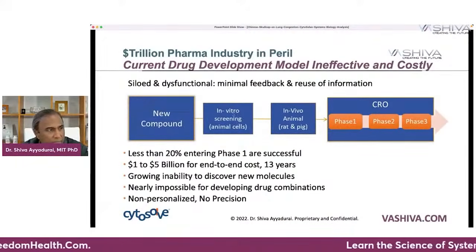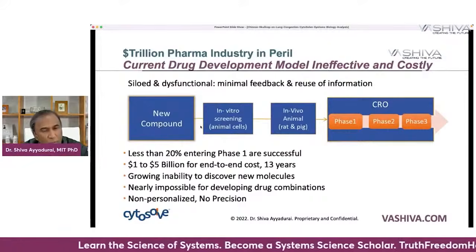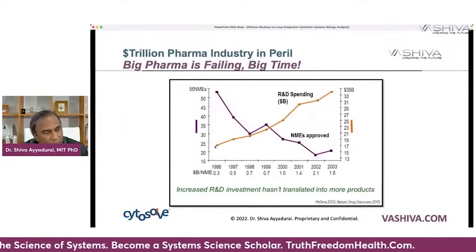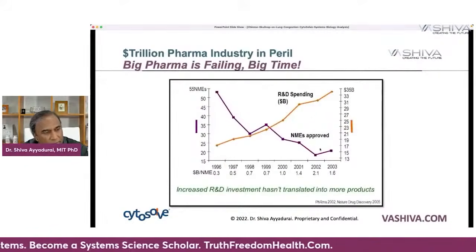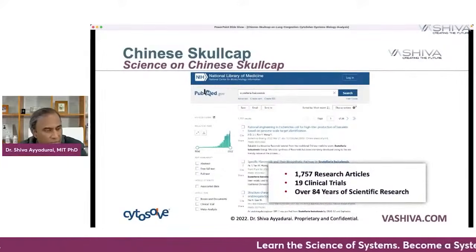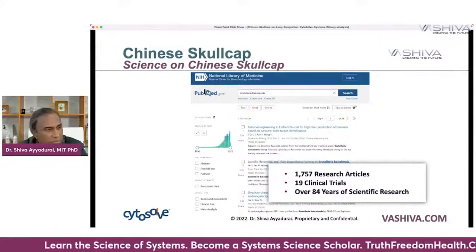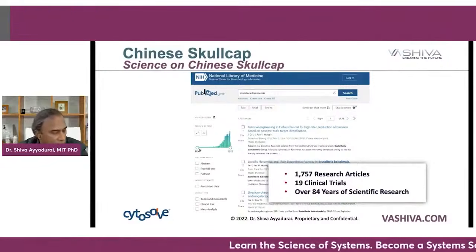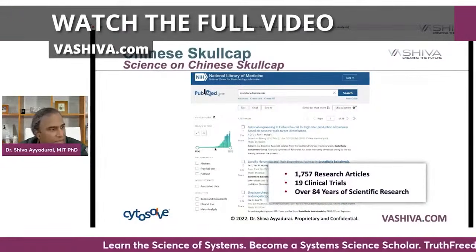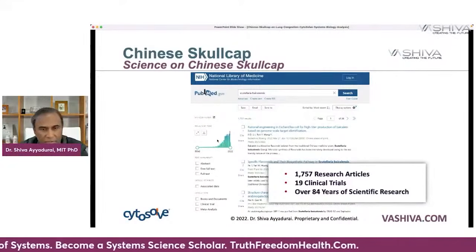Because Cytosolve lets us take this very medieval process of drug development where they can only handle a single compound, then they do stuff in a test tube, then they go kill a bunch of animals, then they do human testing. What Cytosolve does, we start way before this. We do modeling way ahead. The pharma companies spend more and more money on R&D, and they're finding less and less new drugs. There's been about 1,757 research articles, 19 clinical trials, and over 84 years of research. So there's been a decent amount of work, and you can see over here on this graph that the studies over the last 10, 15 years have explosively grown in the amount of research that's been going on.